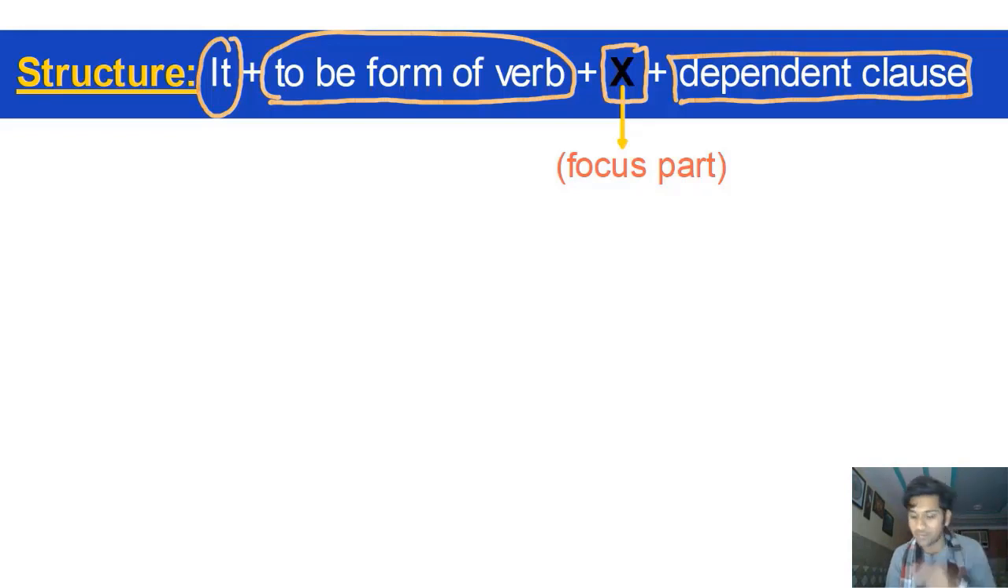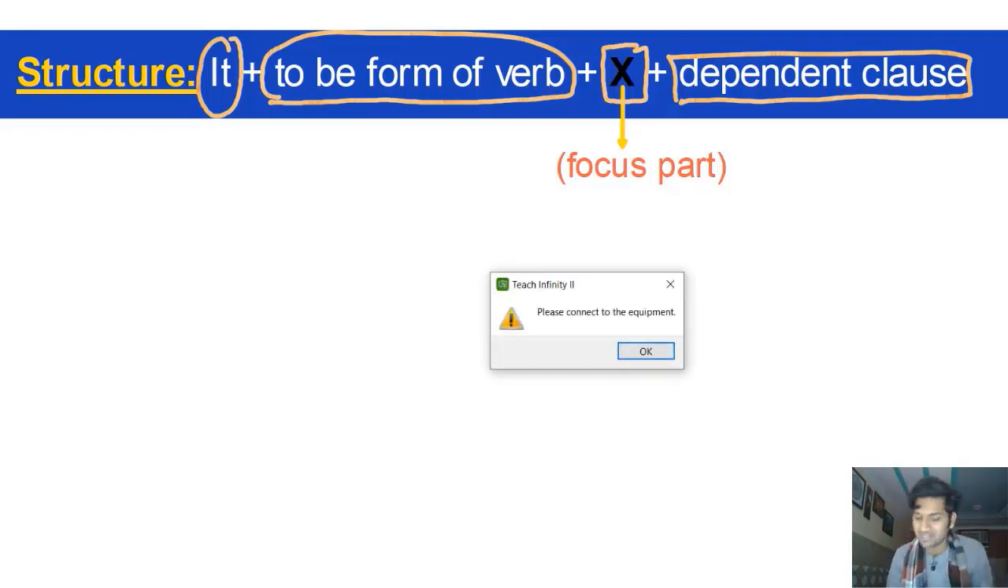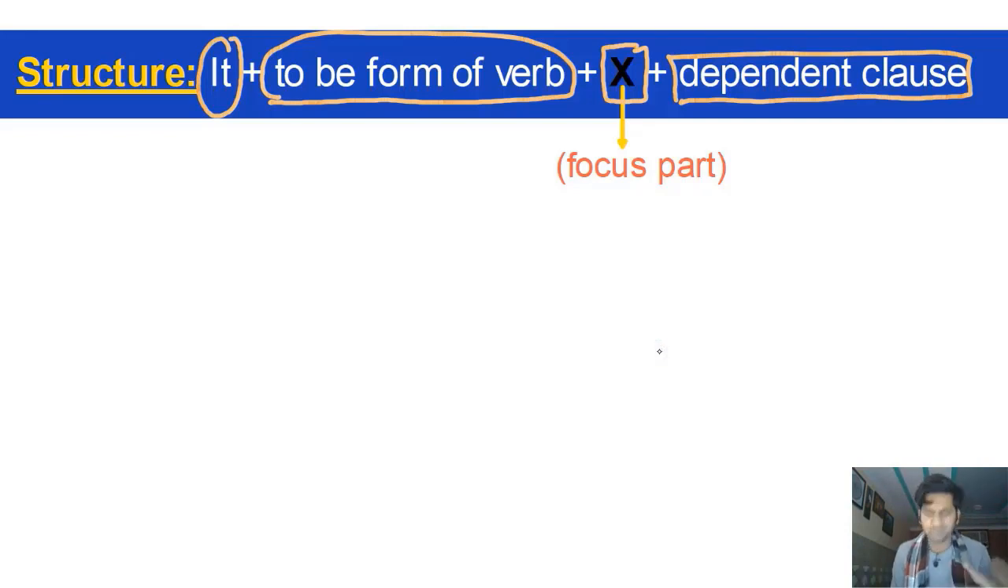First, it followed by a to be form of verb, generally is or was, is in the present, was in the past, followed by the element you focus on, followed by a dependent clause which works as an adjective. So it's basically an adjective clause. All right, now let's take some examples and understand this.